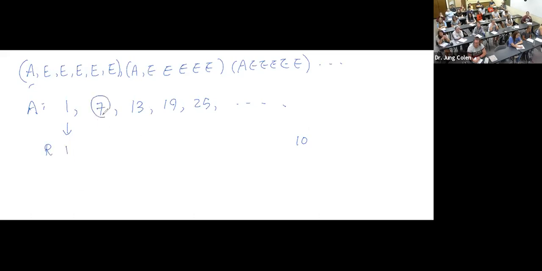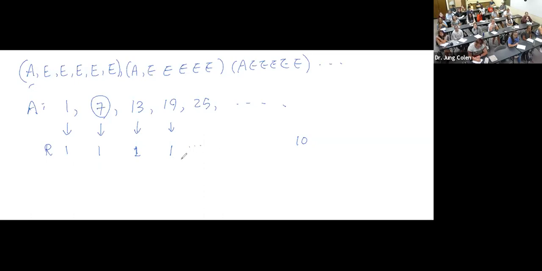If I divide 7 by 6, what's the remainder? Still 1. 7 divided by 6, quotient is 1. 6 times 1 is 6. There's 1 remainder, right? How about this one? 6 times 2 is 12, plus 1 is 13, the remainder is 1. 19 divided by 6. 6 times 3 is 18. So there's one left, right? The remainder is 1. So all the A's come up in these terms, and these terms always have remainder 1 when you divide that number by 6.